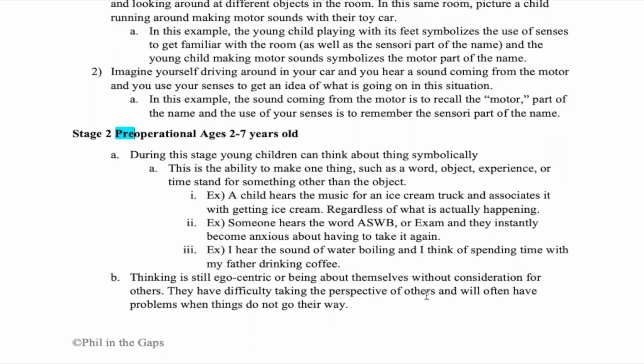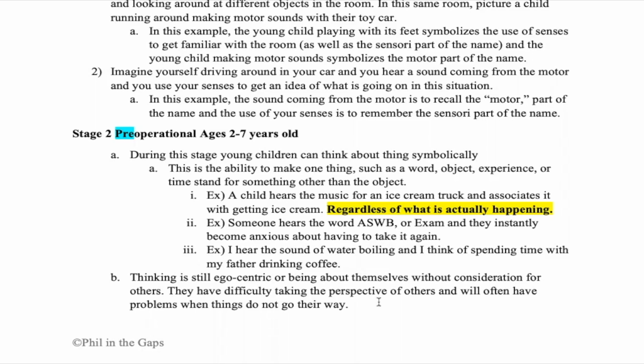A child hears the music for an ice cream truck and associates it with getting ice cream, regardless of what is actually going on. So key emphasis here is regardless of what's going on. So if you have an ice cream truck theme song that is playing in the car or in a grocery store or wherever you're at, the child may say, you know what? I heard the song before. I got ice cream the last time. I'm getting ice cream right now. I want ice cream. They're able to associate things that are not directly associated at this given moment.